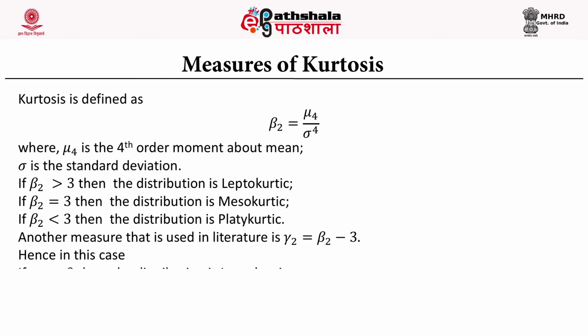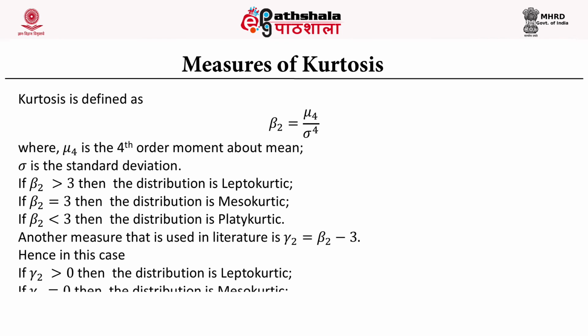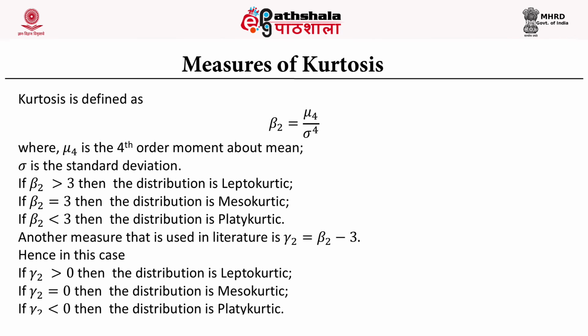Another measure that is used in the literature is gamma 2, which is equal to beta 2 minus 3. Hence in this case, if gamma 2 is greater than 0, then the distribution is leptokurtic. If gamma 2 is equal to 0, then the distribution is mesokurtic. If gamma 2 is less than 0, then the distribution is platykurtic.